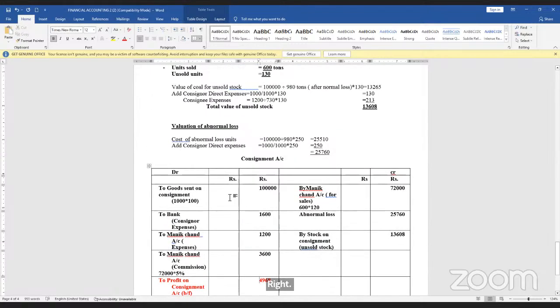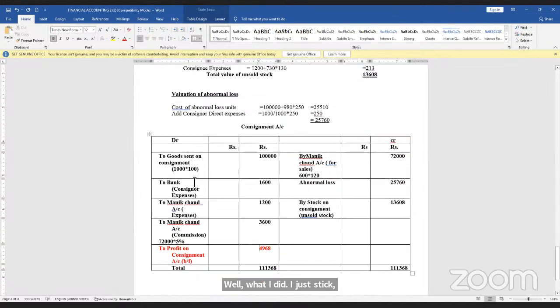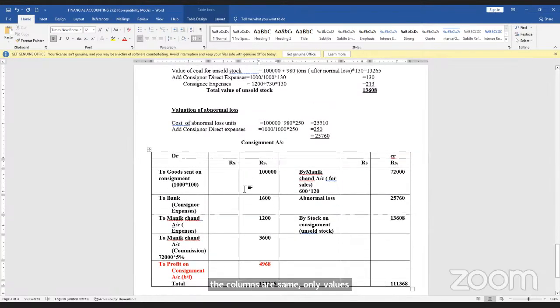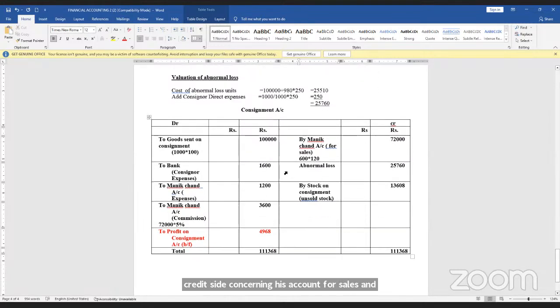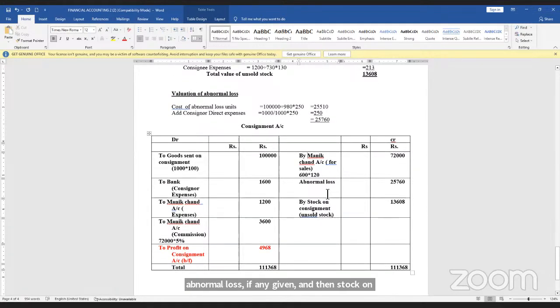What I did, I just copied yesterday's columns. All the columns are the same, only values changed. Names and values changed. Are you following? So goods sent on consignment, bank, that is consignor expenses, Manik Chand, that is consignee name for expenses, again consignee's account for commission, and on the credit side, consignee's account for sales, and abnormal loss if any is given, and then stock on consignment for unsold stock. This is how we should do it. And here you are supposed to do 2 working notes when abnormal loss is there. If no abnormal loss, 1 working note, that is for unsold stock.